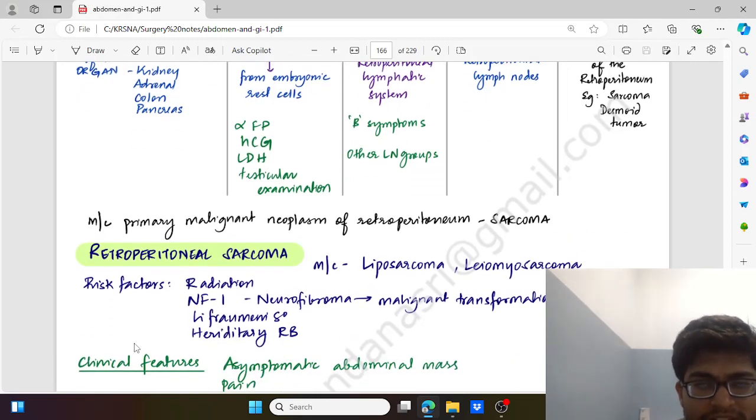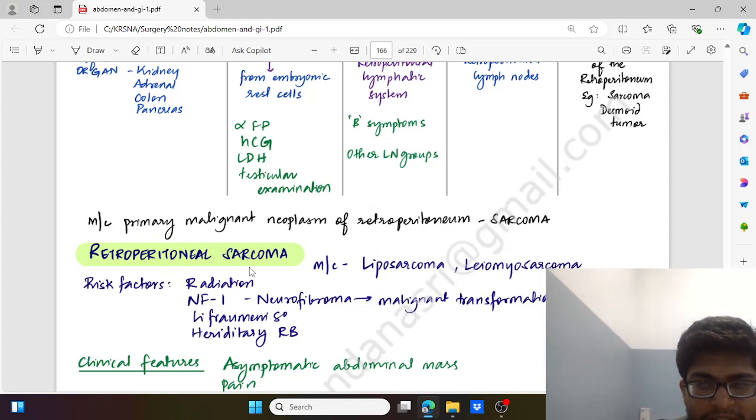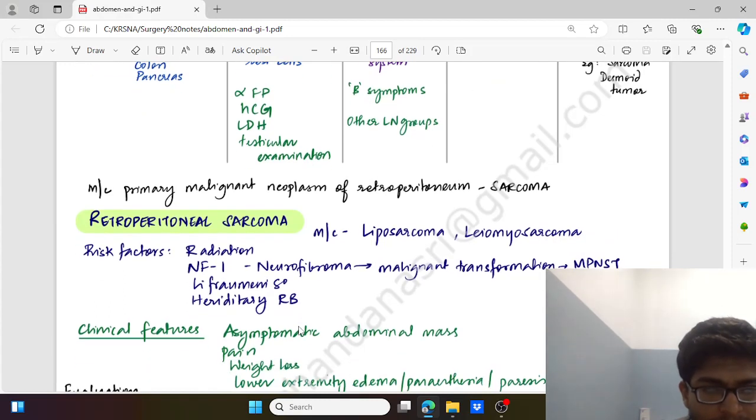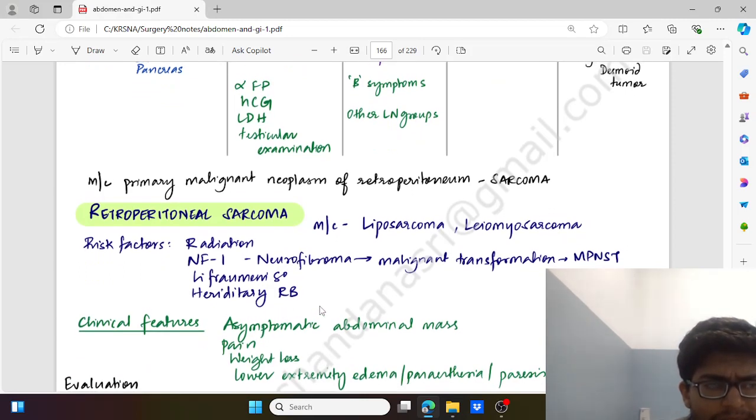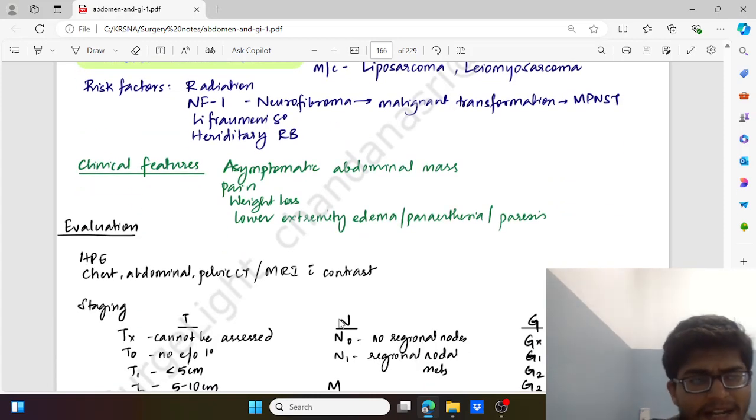So the retroperitoneal sarcoma, which is most commonly liposarcoma or leiomyosarcoma, risk factors being neurofibroma, radiation, and Li-Fraumeni syndrome, and hereditary retinoblastoma. Then clinical feature, which could be asymptomatic abdominal mass, pain, weight loss, lower limb edema, paresthesia, paresis.